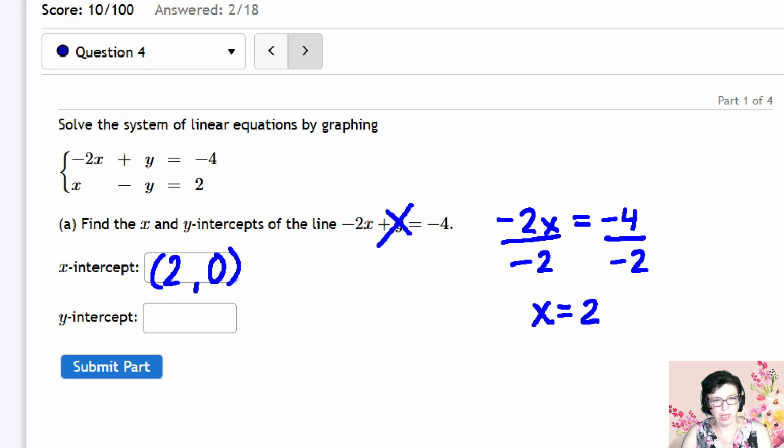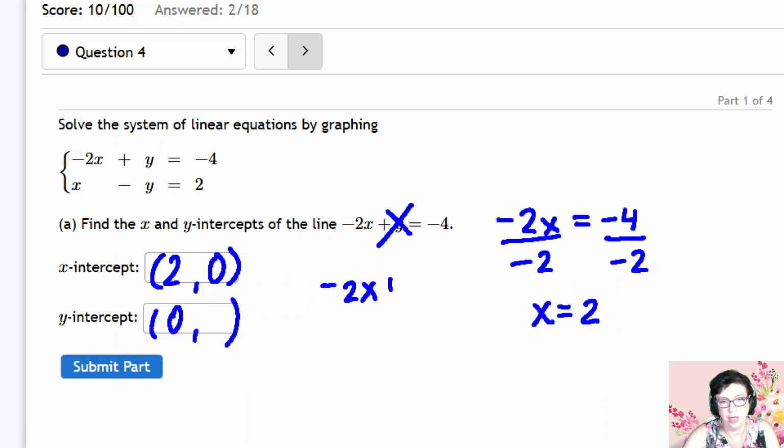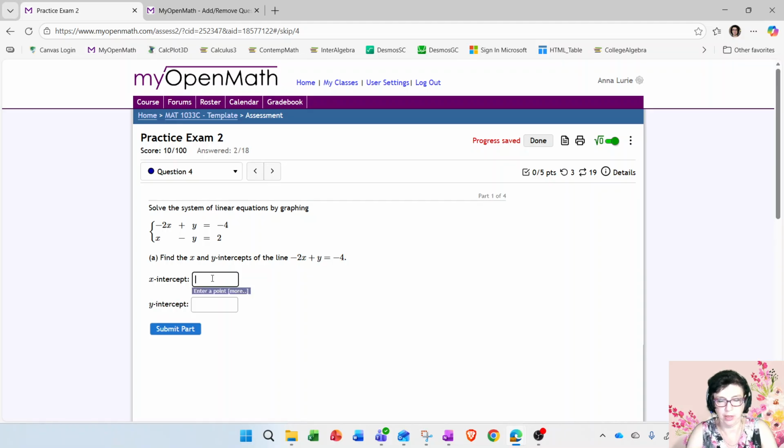For the y-intercept, it's going to be exactly the same thing because you are on the y-axis. The x value is 0 because you're not going right or left. This is going to be 0. And now let me just rewrite the equation, negative 2x plus y equals negative 4. Now you want to cancel the x, so you want to cross that out. And that means that y is going to be negative 4. And that is going to be your y-intercept. Let's see if we can enter that. 2, 0, and then 0, negative 4.